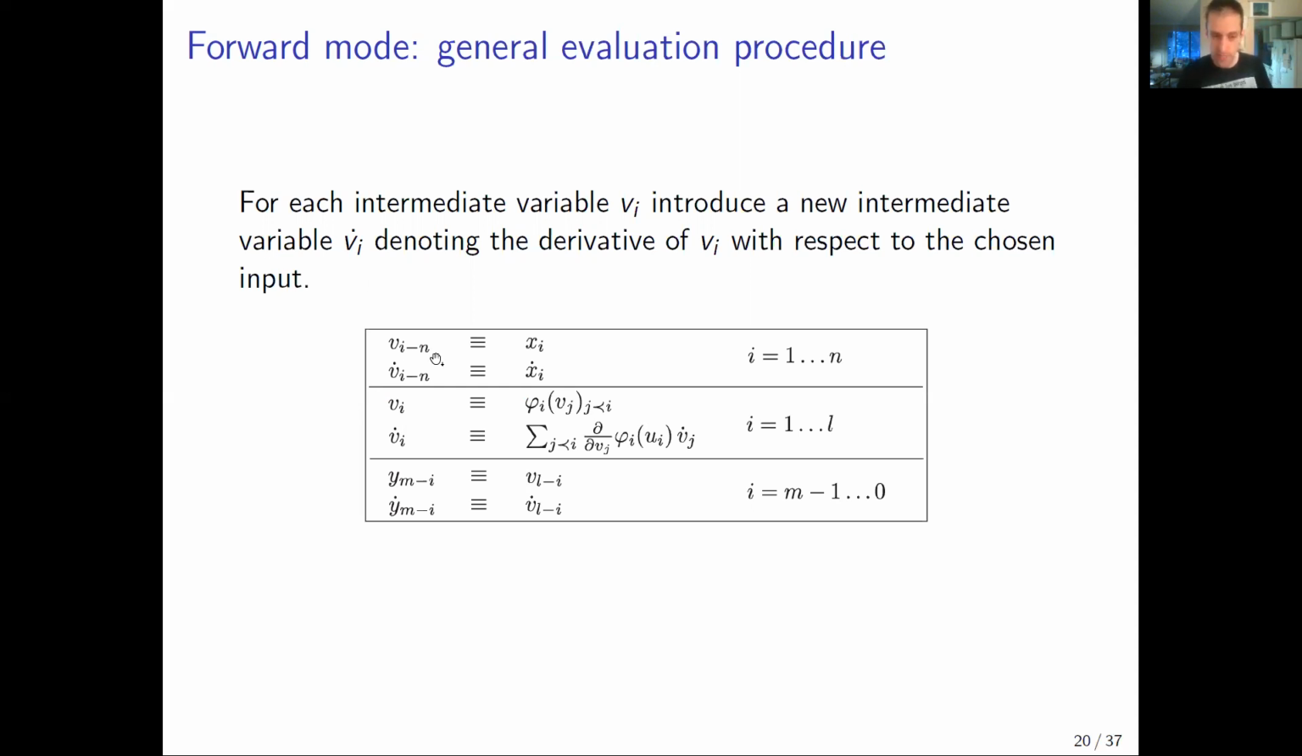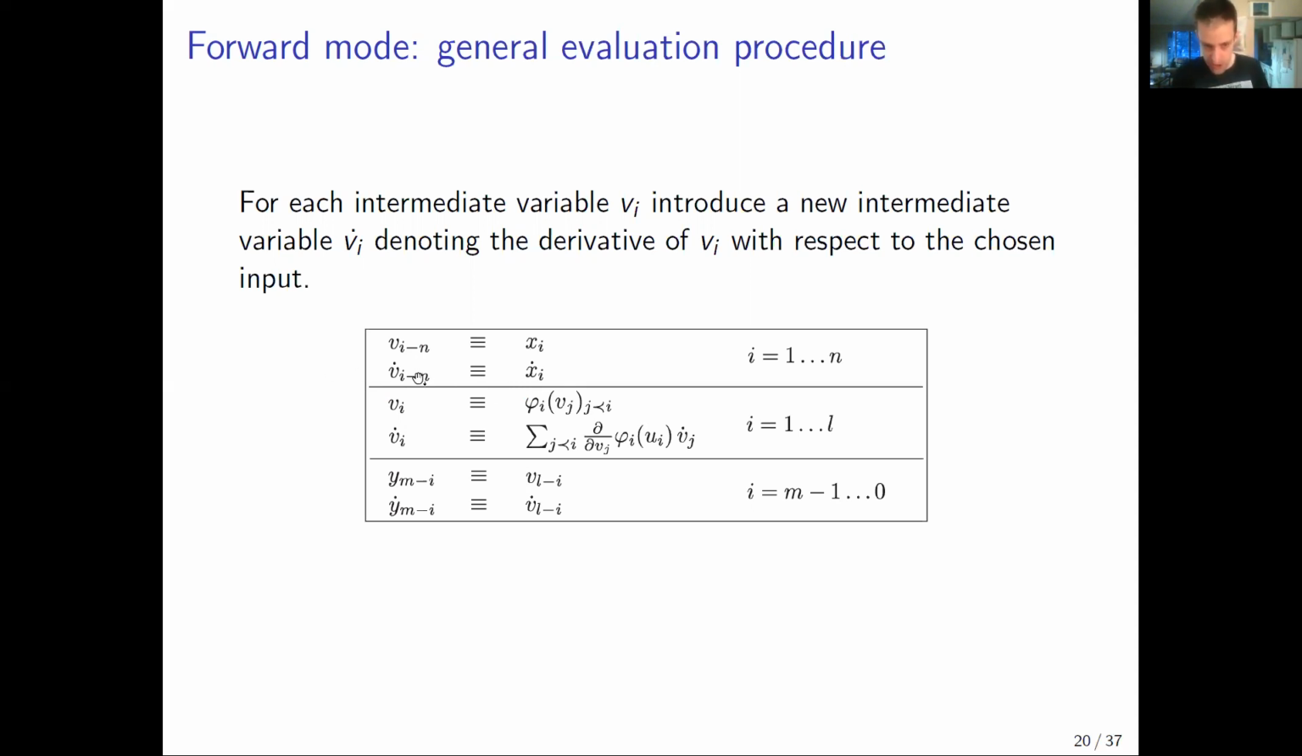So first of all, in the first phase, where in the original step we just assign our initial intermediate variables based on our input variables, here we correspondingly assign these dot intermediate variables. So in forward mode, for every intermediate variable vi, we introduce a new intermediate variable vi dot, based on the derivative of that intermediate variable with respect to the chosen input, because remember, that's our plan.